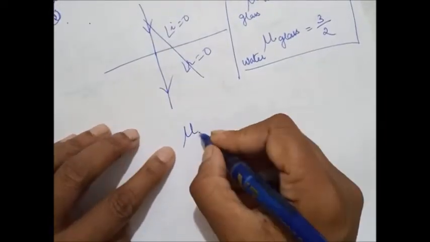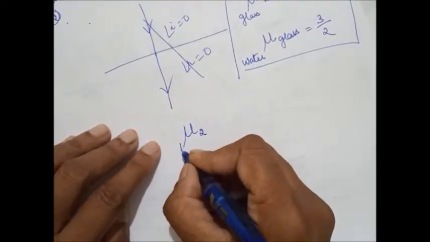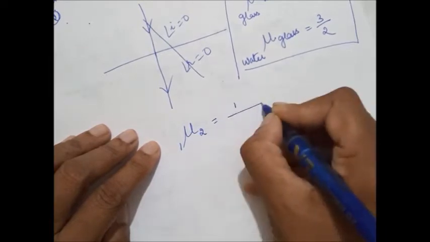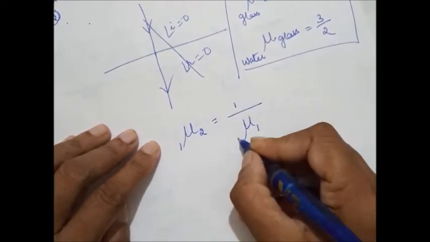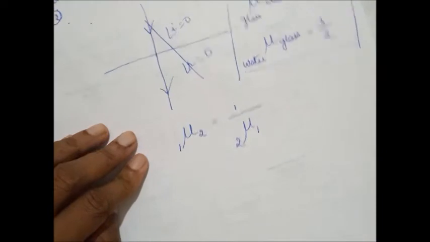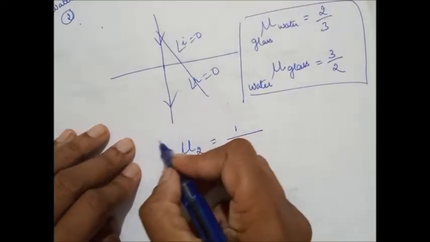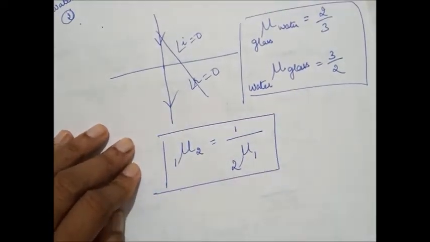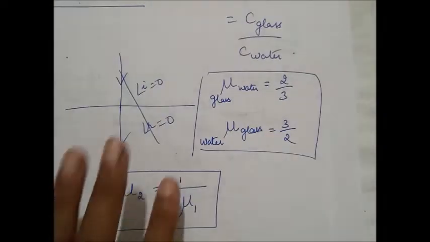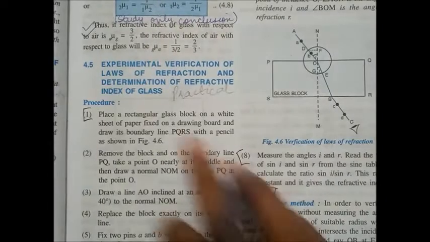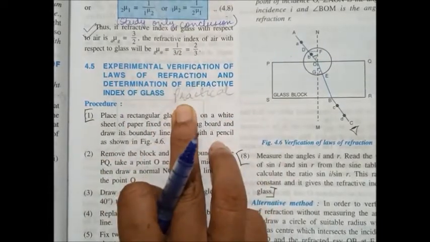Generally they say refractive index of medium 2 with respect to medium 1 is equal to 1 upon refractive index of medium 1 with respect to medium 2. This is called principle of reversibility. There is a derivation and all that, but you just understand this conclusion, that is enough. Then this part, experimental verification, is to be done practically. So you can just write practicals here. We will be doing this practically later.